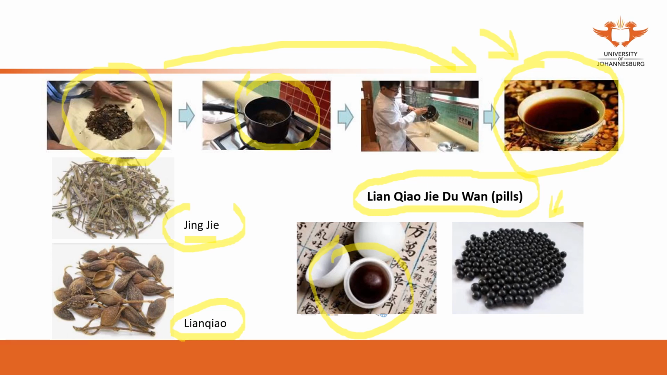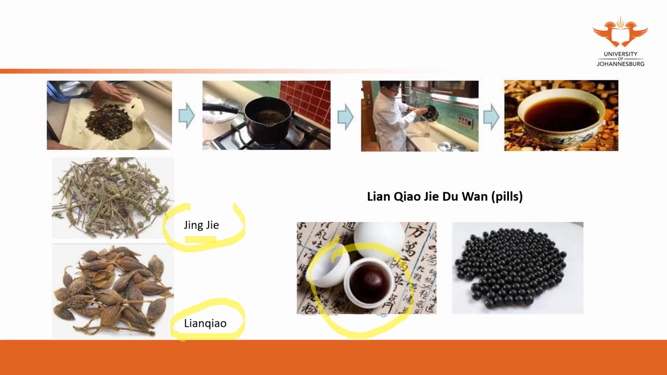They have been proved that the essential oil in these two ingredients is very important for this pill. This formula includes more than two ingredients, but these two ingredients, 荆芥 and 连翘, were considered the most active ingredients. The essential oil from these two herbs is also important. So they purified the essential oil there, and then they extracted the essential oil.